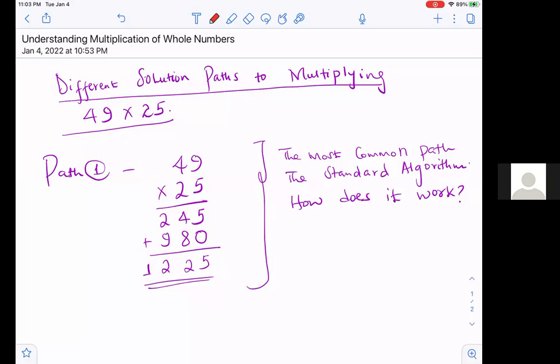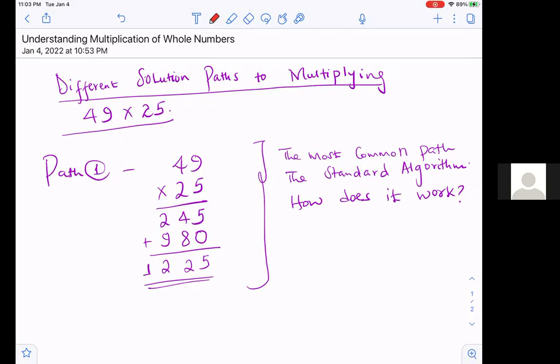Welcome to today's lesson. We are going to focus on understanding multiplication of whole numbers. And we are going to look at the different solution paths to multiplying 49 times 25. The most common path is the standard algorithm, as you can see on this screen. But the big question is, how does it work?